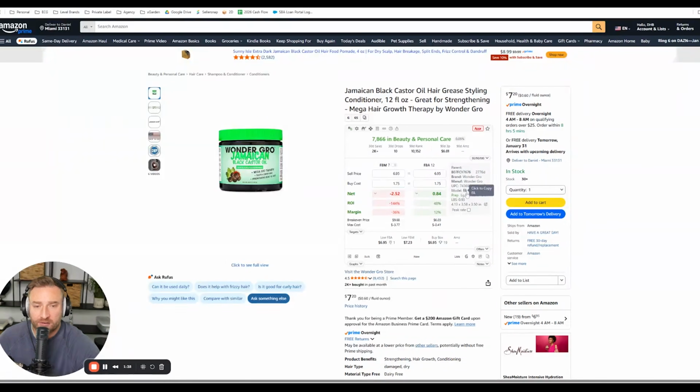And sometimes it's a non-starter whether I'll even look at the Keepa chart, because if my price is not profitable, I'll probably pass on it.